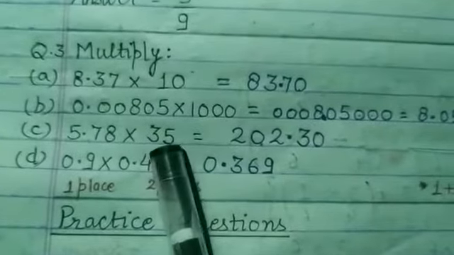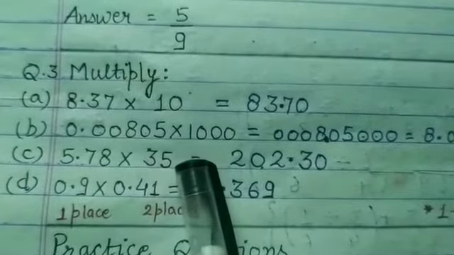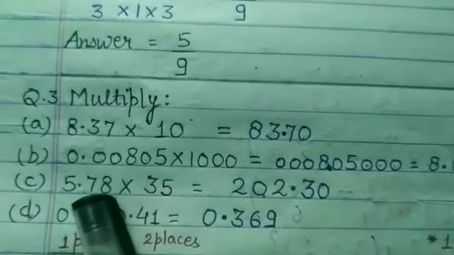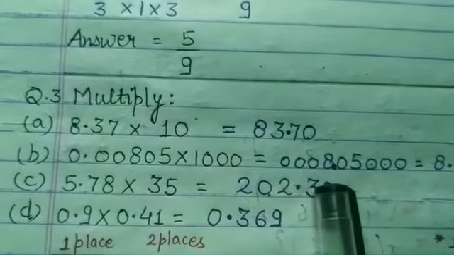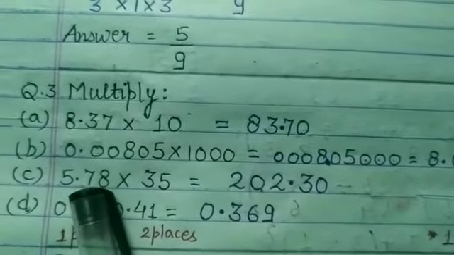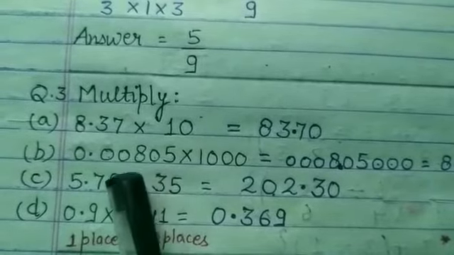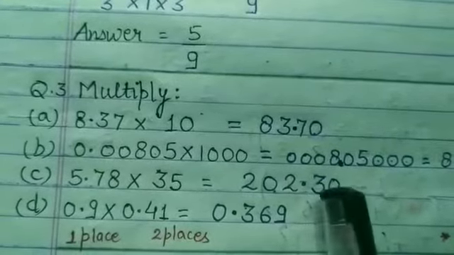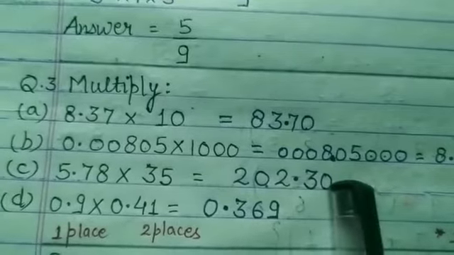Now the next example is 5.78 multiplied by 35. 35 is a whole number. So multiply it, we get 20230. And the decimal is placed after two places, counted from the right side, 1, 2. So the decimal will be placed after two places from the right side.